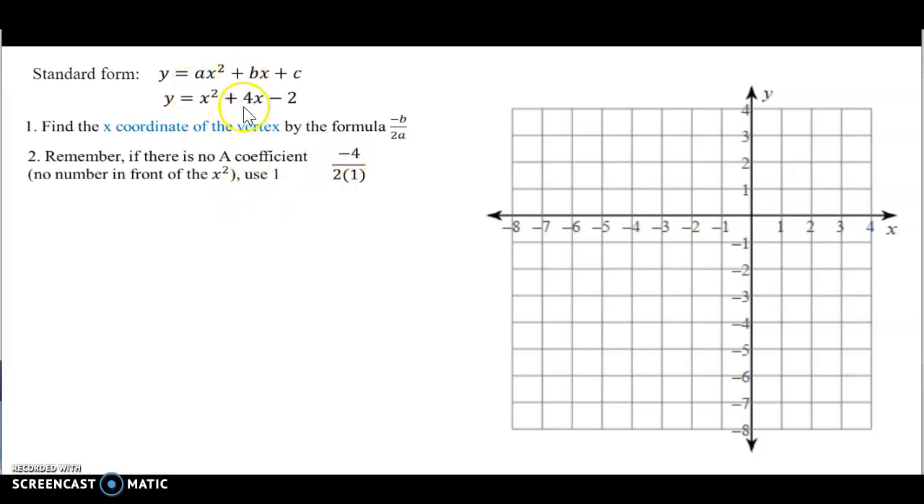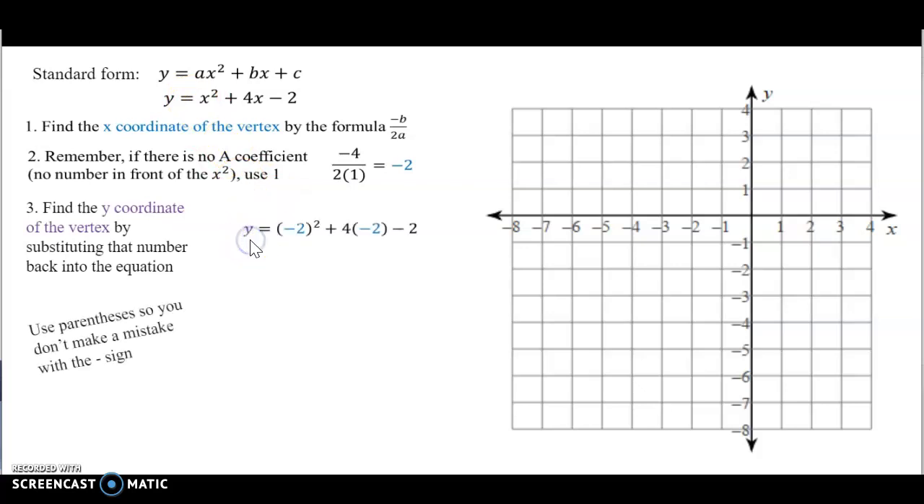That's b is 4 here, so it's going to be negative 4 divided by 2 times 1. A is 1. So that simplifies to negative 2. Negative 2 is the x-coordinate of the vertex. Now substitute that back into the original equation to find the y-coordinate, and you get the y to be negative 6. So negative 2, negative 6 is my vertex.